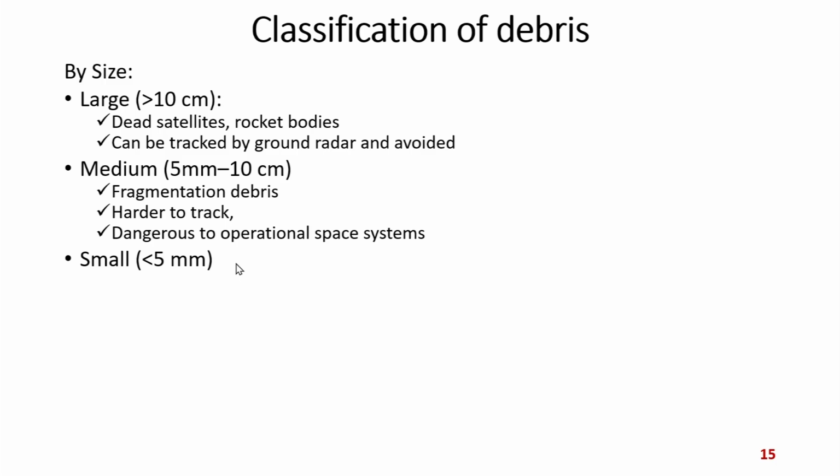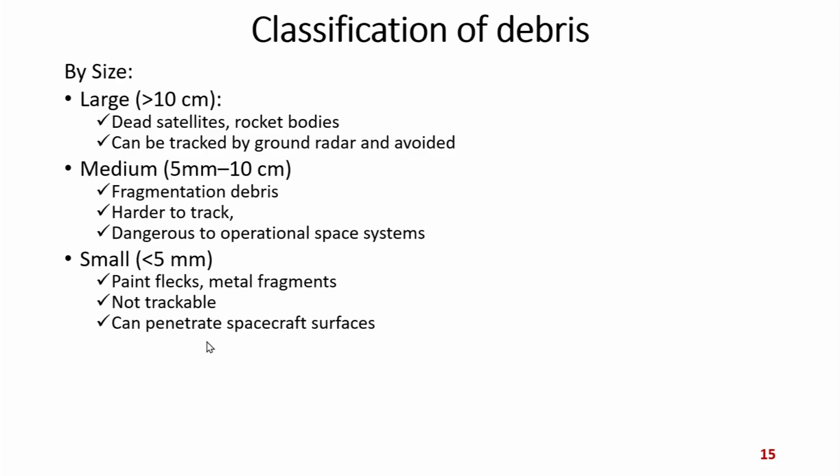Small debris is less than 5 mm. It can be paint flakes or metal fragments. These are not trackable, and those can penetrate the spacecraft surface because of hypervelocity effects. Of course, all these debris types will have the hypervelocity effect.